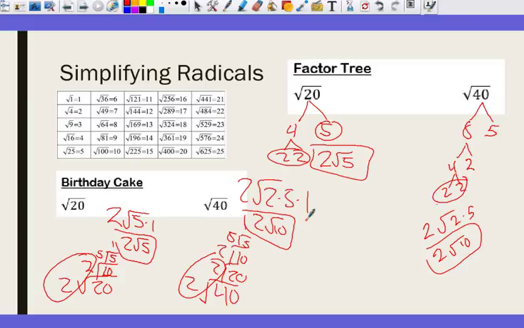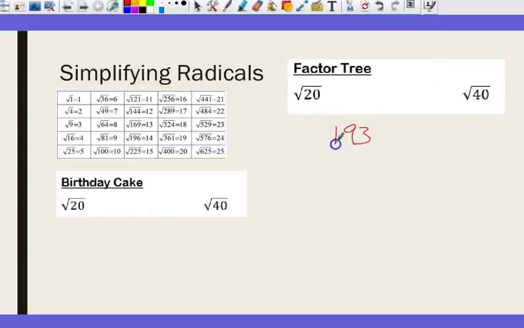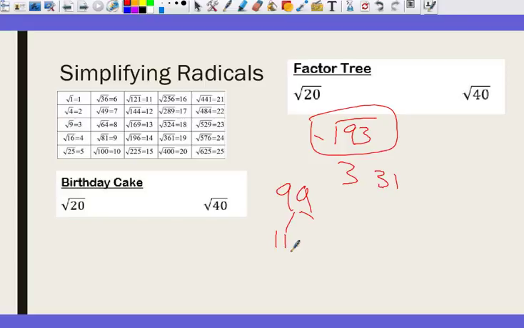Uh-oh. False information. Let's do 93. It might still be 93 though. Okay, what's 93 divisible by? 3 and 31. Are those divisible by anything else? No. So the answer would still be square root of 93. I was right. 99. That's going to be 33 and 3. That's going to be 11. Okay, that one works. 11 and 9. 3 and 3. 3 times the square root of 11.